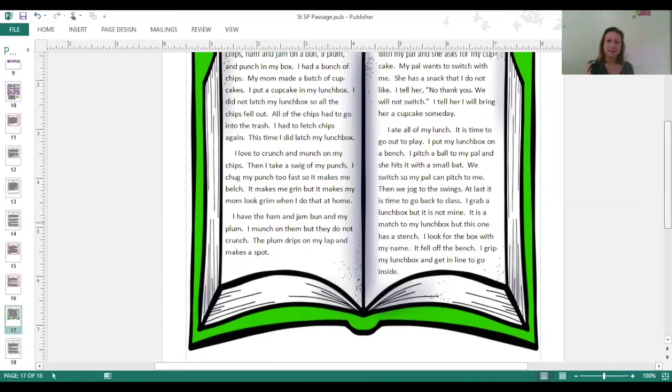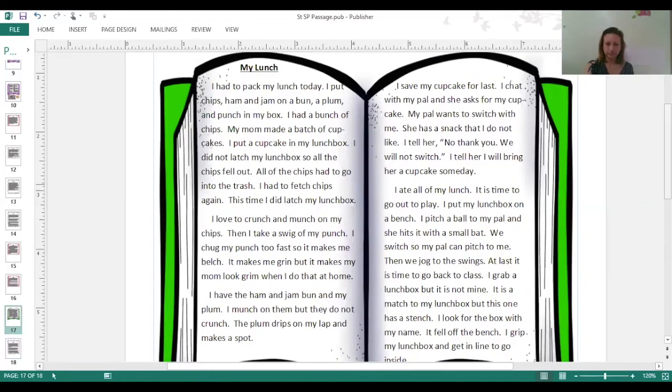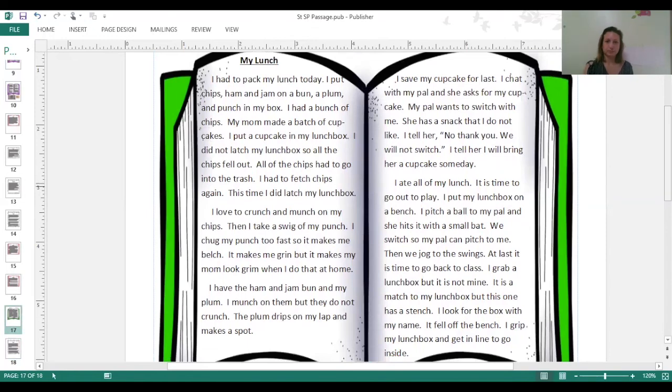So what is the setting in this story? Does the setting stay the same all the way through, or does it change? What is the problem in this story? Is there a solution? Go ahead and pause and read that. And then you may stop when you're ready.